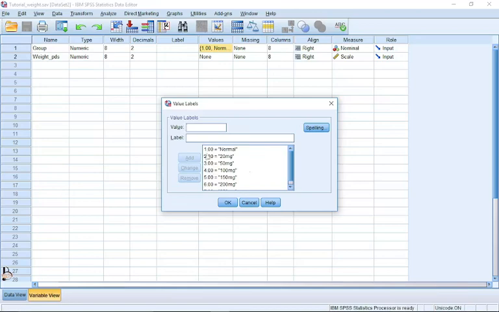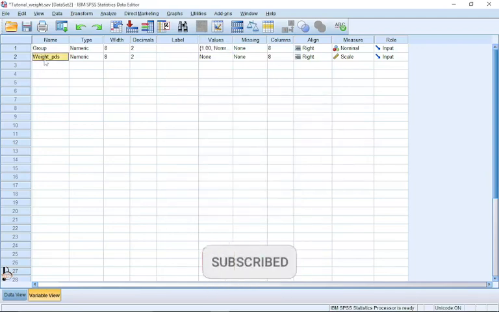So this group 1 is my normal. These ones were given the normal feeds and without the extract. Then your group 2 were given 20 milligram per body weight. Then 50 milligram, 100 milligram, 150 milligram, 200 milligram, and then we have 250 milligram for the group 7 rats. So these are now my weight. Weight is measured in pounds.